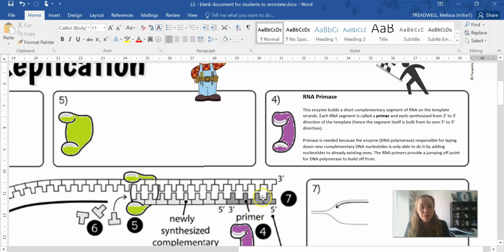So we've started to build our complementary strand. We've popped a primer in. Now we're going to get the DNA polymerase to finish building that strand.